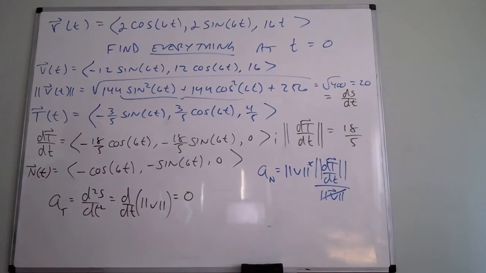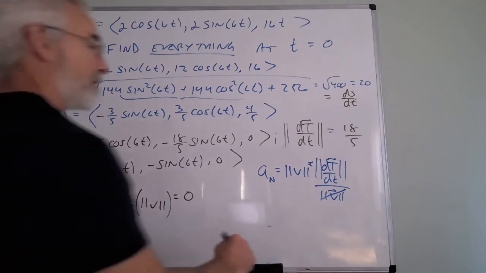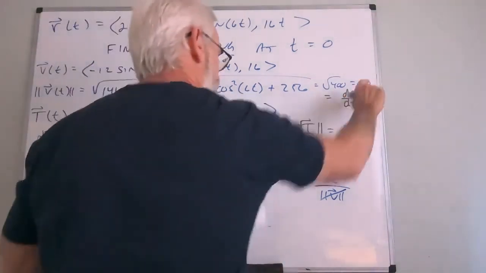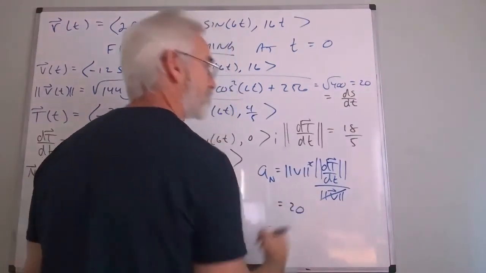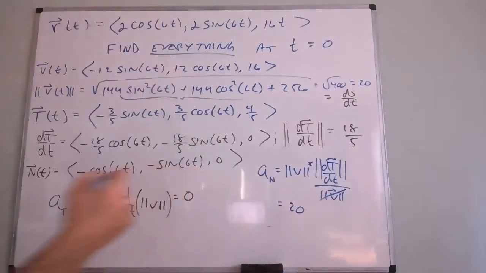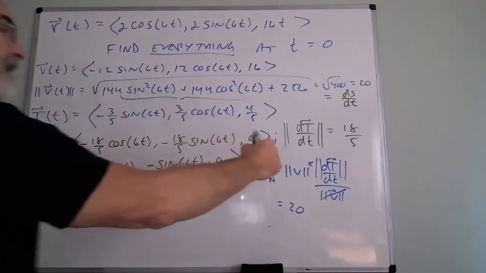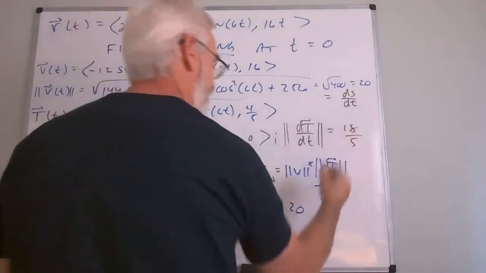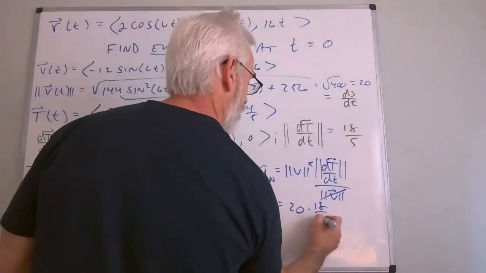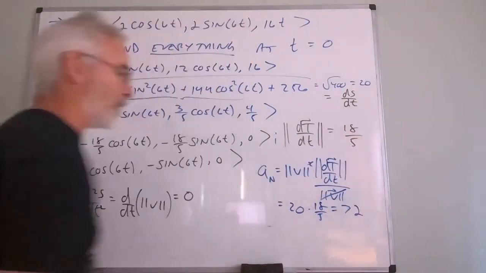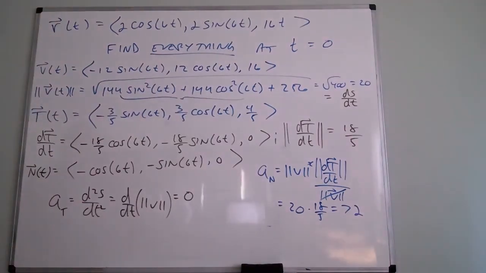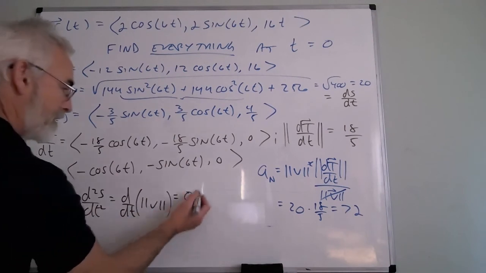So my normal is 20. See if I did this right. Almost lost, hold on, lost myself there for a second. Yeah, there it is, 20, and then that's 18/5. So that's 72. 72.